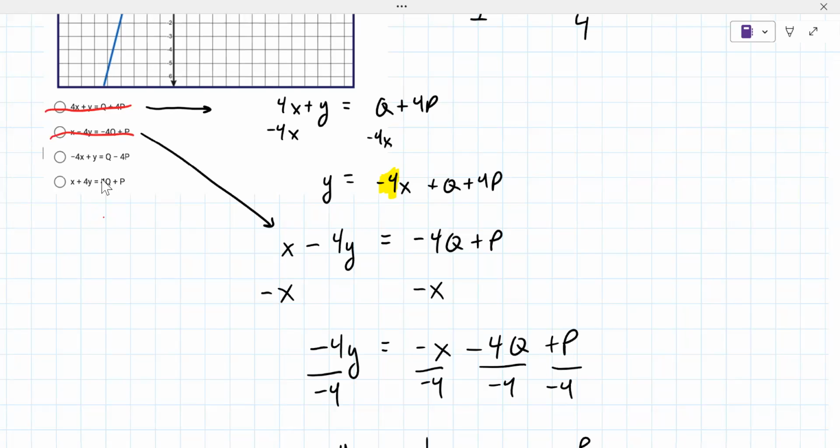The slope for number 3 is 4/1, which is just 4. So it's not number 3, which means it must be the last one. So that one we sort of did by process of elimination.